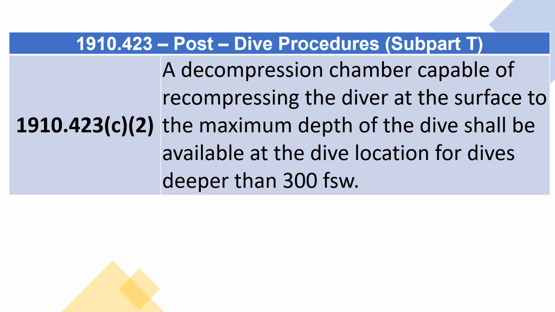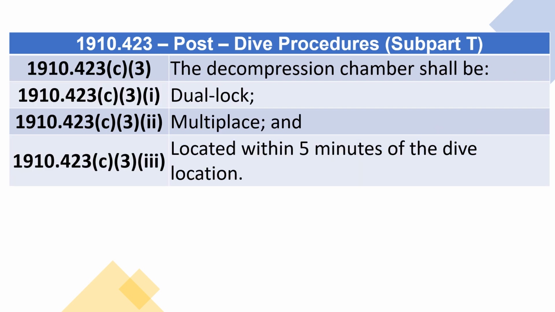1910.423 (c)(2) A decompression chamber capable of recompressing the diver at the surface to the maximum depth of the dive shall be available at the dive location for dives deeper than 300 FSW. (c)(3) The decompression chamber shall be (c)(3)(i) through (c)(3)(iii): dual lock, multi-place, and located within 5 minutes of the dive location.